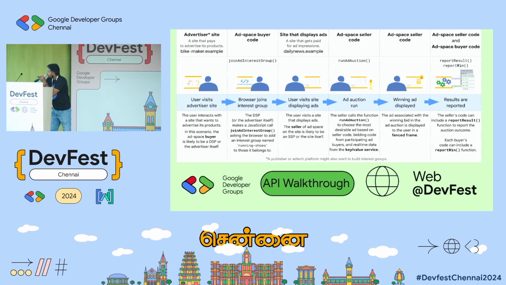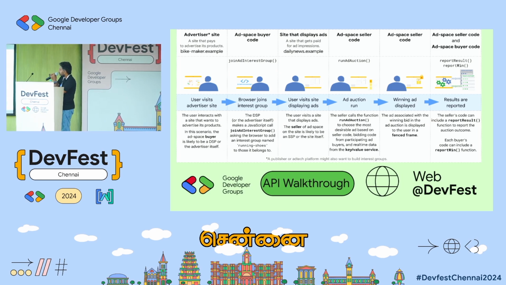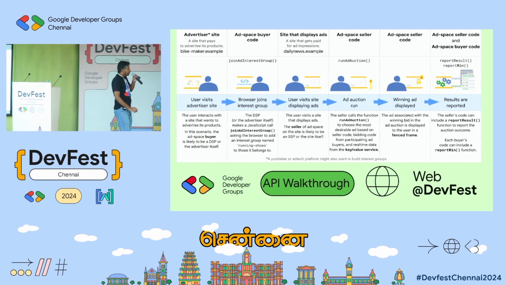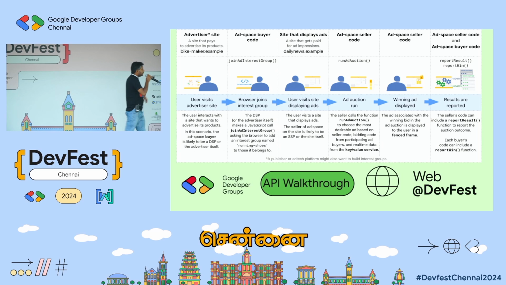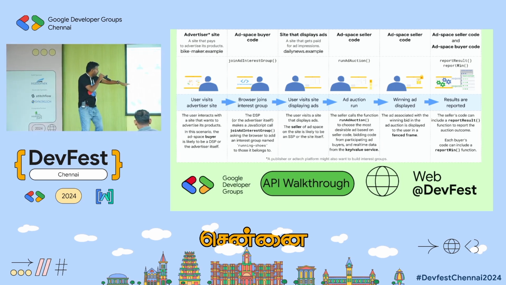So these are the actual APIs for Protected Audience. You visit an advertiser website, and when you do, it calls joinAdInterestGroup. You can read this. This is one of the Protected Audience APIs. When this API is called with the parameters, it stores those audience groups.